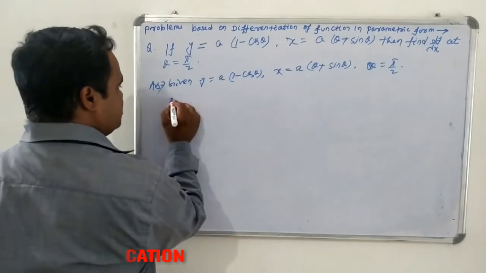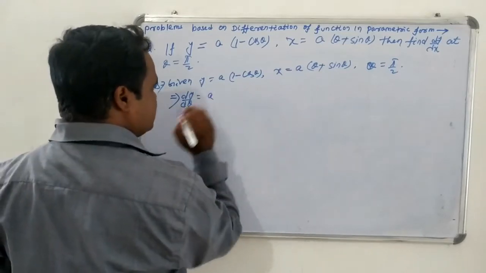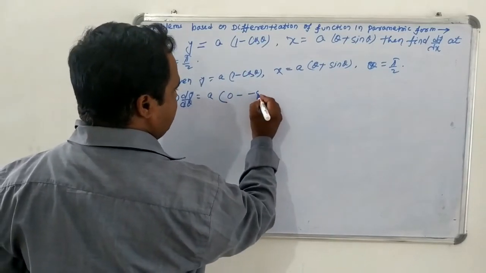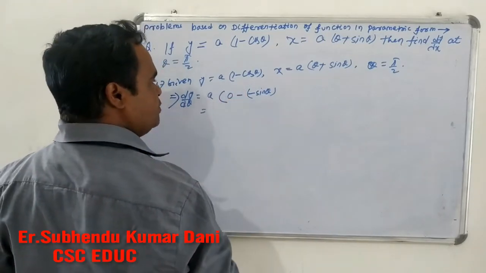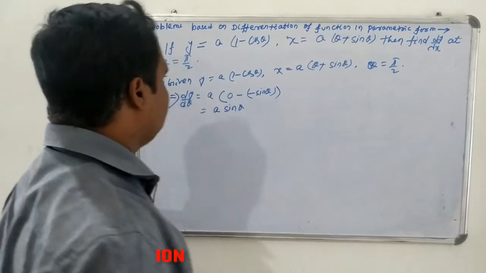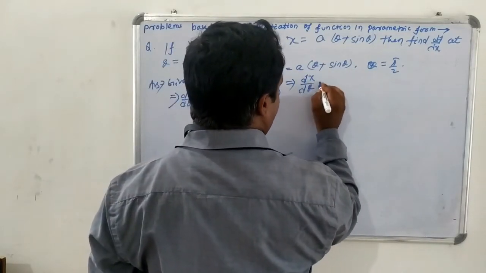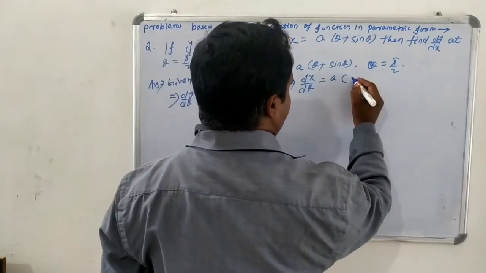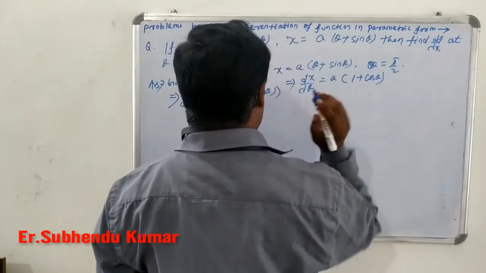Y is a function of theta, so we take d by d theta on both sides. Here a is a constant, 1 is a constant so its derivative is 0, minus the derivative of cos theta is minus of sin theta. So the answer is 0, minus and minus is plus a sin theta. X is also a function of theta. So dx by d theta equals d by d theta of this. A is a constant factor. In the theta factor, d by d theta of 1 plus sin theta, the derivative is cos theta.